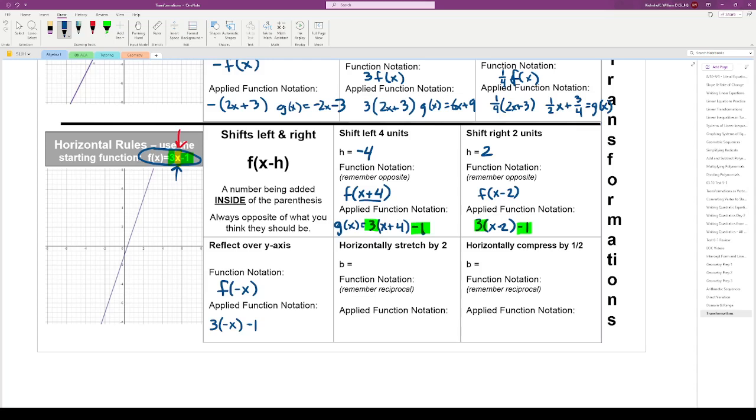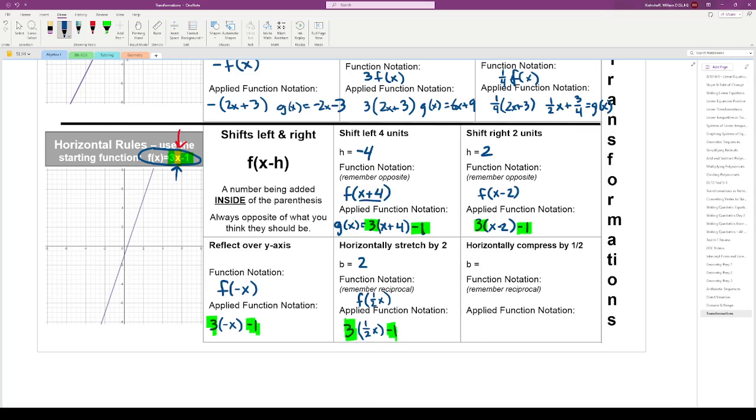Horizontally stretched by 2, so b is 2. But then, in function notation, just like the other horizontal changes, it's weird and backwards. So here it's going to be the reciprocal of 2. So 1 over 2 times x. So to apply that, we do 3, and then where x was, we replace it by 1/2 x, and then we put the minus 1. So just like all of these, this 3 isn't changing, and this minus 1 isn't changing. It stays the same. All that's changing is the x part, and then the x part gets multiplied by the slope, so we would have 3/2 x minus 1.